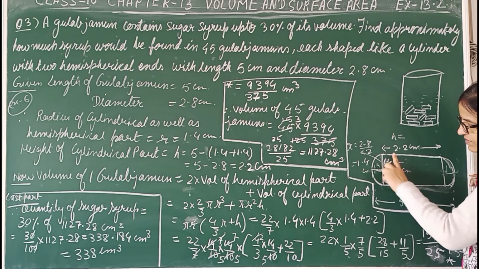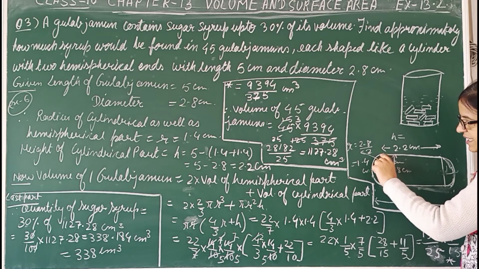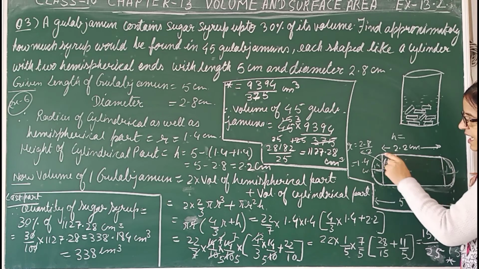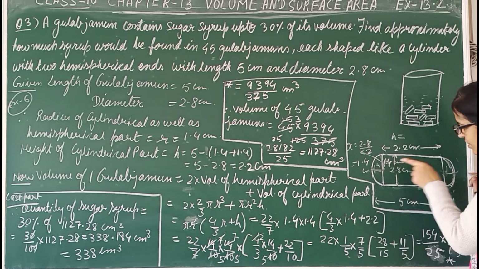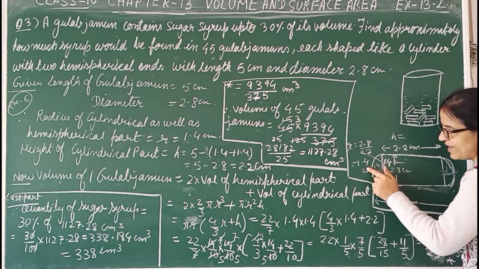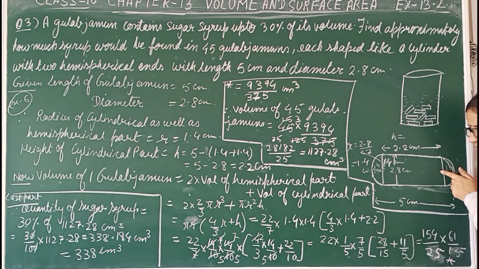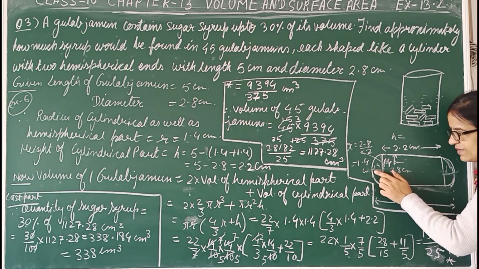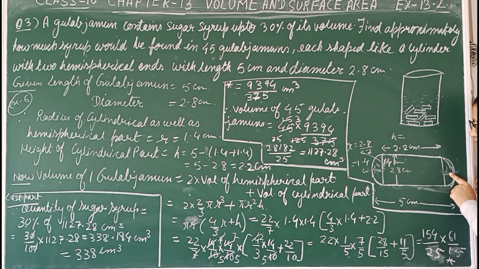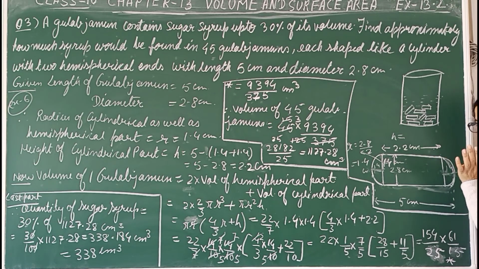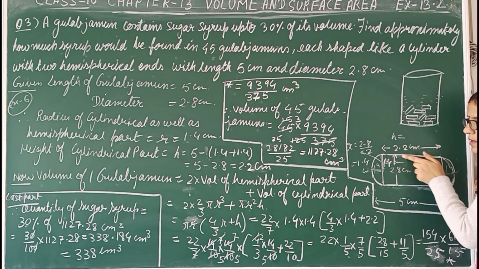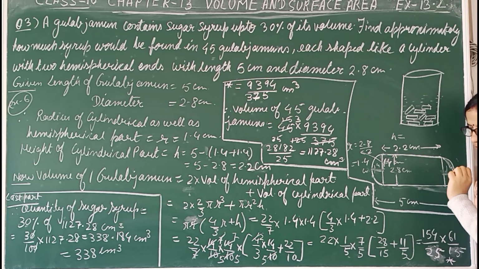So if I talk about half of this whole length, that is 1.4 cm, it is the radius of the hemispherical as well as the cylindrical part. This is 1.4 and this will also be 1.4, and this whole length is 5. So the height of the cylindrical part will be 5 minus (1.4 plus 1.4), that is 5 minus 2.8 cm, that is 2.2 cm. So I repeat: for one gulab jamun, for the cylindrical part, height is 2.2 cm and radius is 1.4 cm. For the hemispherical part, radius is 1.4 cm.